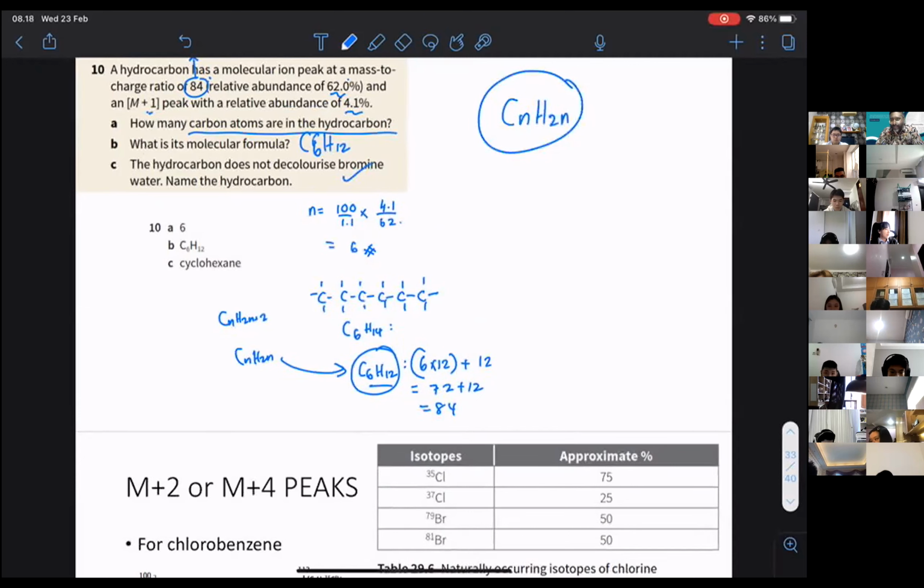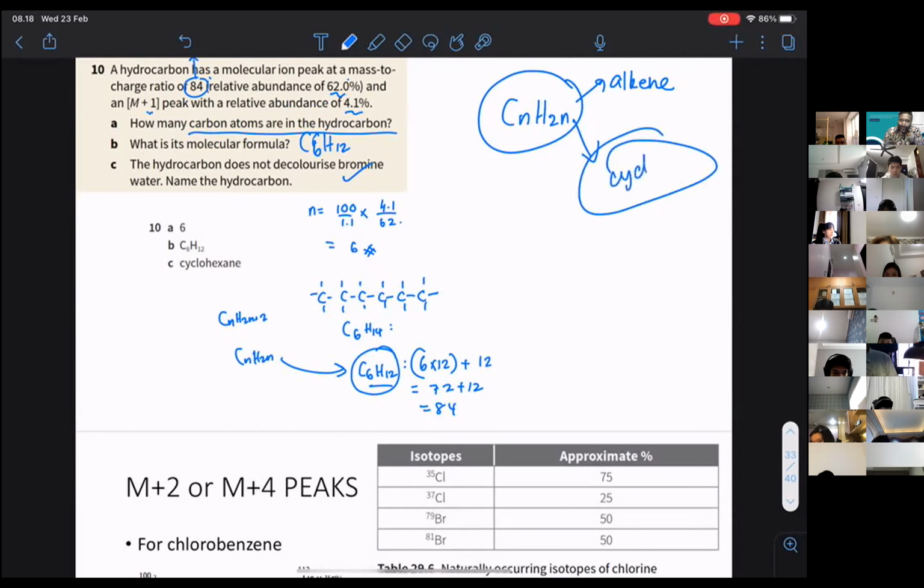This one we have learned last time. CnH2n can be an alkene, but an alkene must decolorize bromine water. So another one that I mentioned to you many times, it can be a cyclic compound with 6 carbons. So it means that they are not going to have double bonds. It's just going to be like this, so you have 2 hydrogens each.